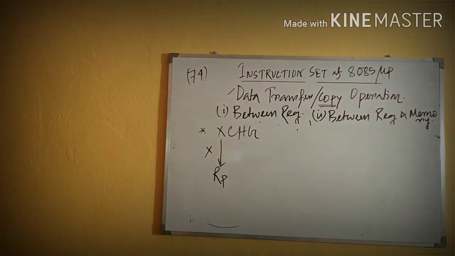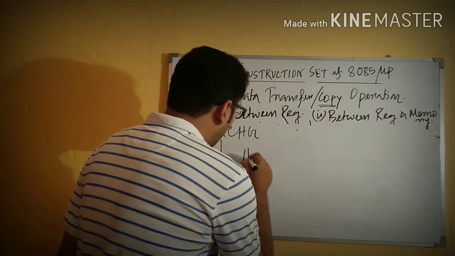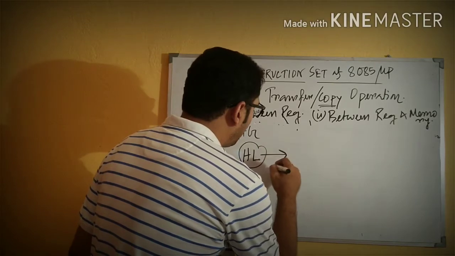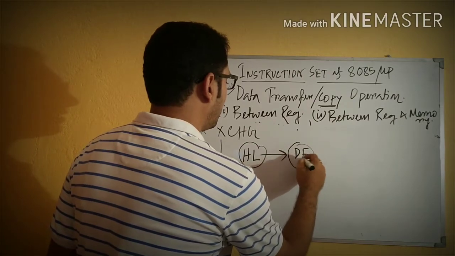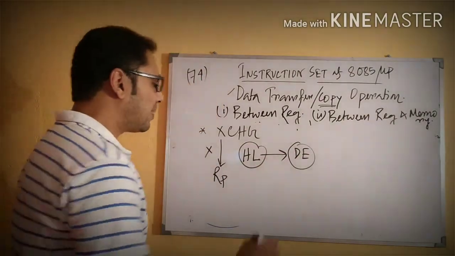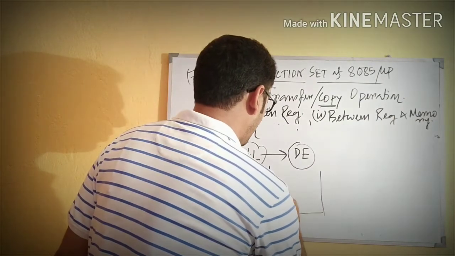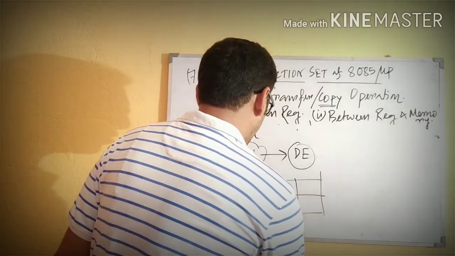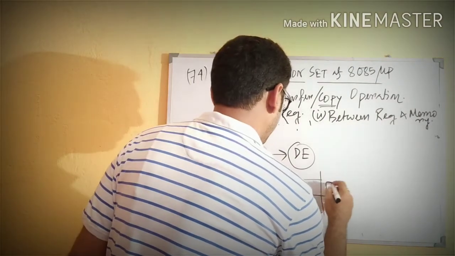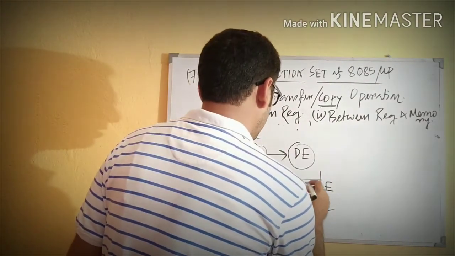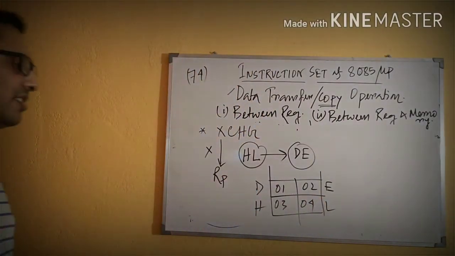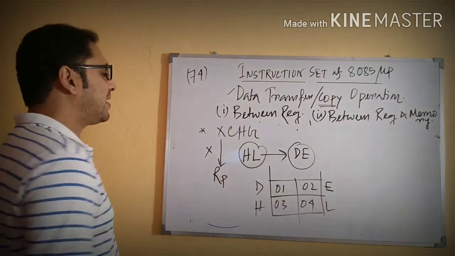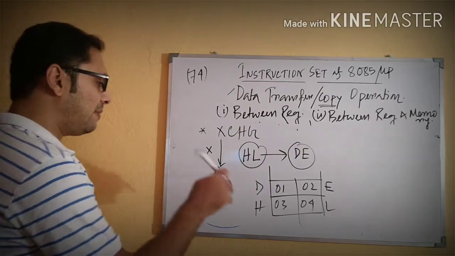The content of the HL register pair will be exchanged with the DE register pair. And that's really interesting. Suppose this is the programming model we are talking about, with DE and HL. Suppose here we have 01, 02, 03 and 04 as the data available in the DE and HL registers. Then I execute XCHG. Then what will happen? They will make a change.